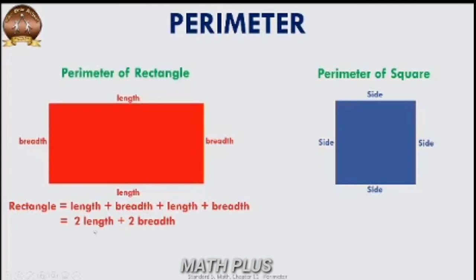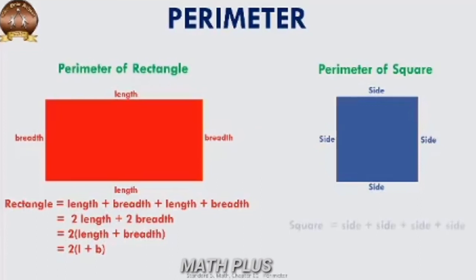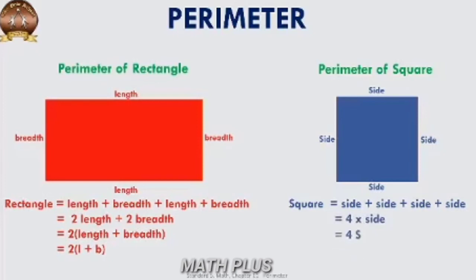So to shorten that, we get 2 times length and 2 times breadth, which we are adding. 2 can be taken common, so 2 times length plus breadth. Length can be written as L and breadth can be written as B, so 2 times L plus B in a bracket. Similarly, when we have to find the perimeter of the square, we have to add all the four sides. Side plus side plus side plus side, that is 4 times side, which can be written as 4S.